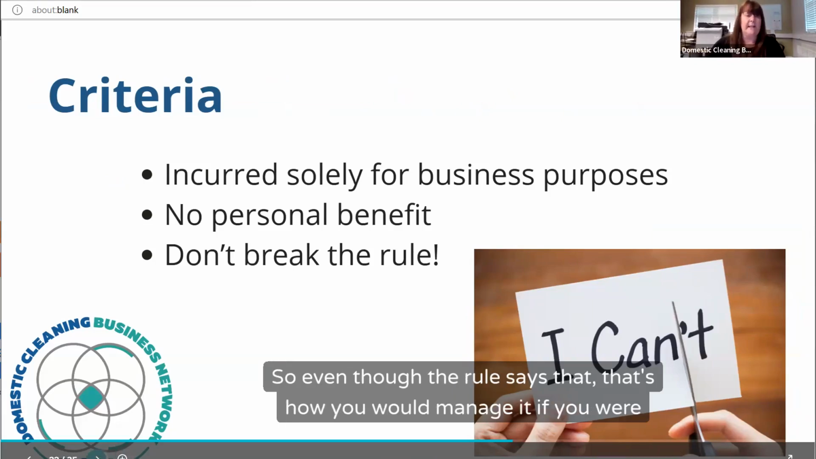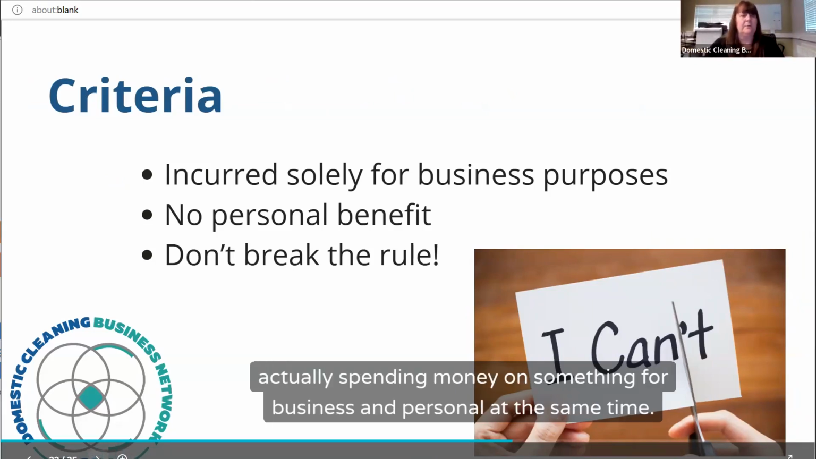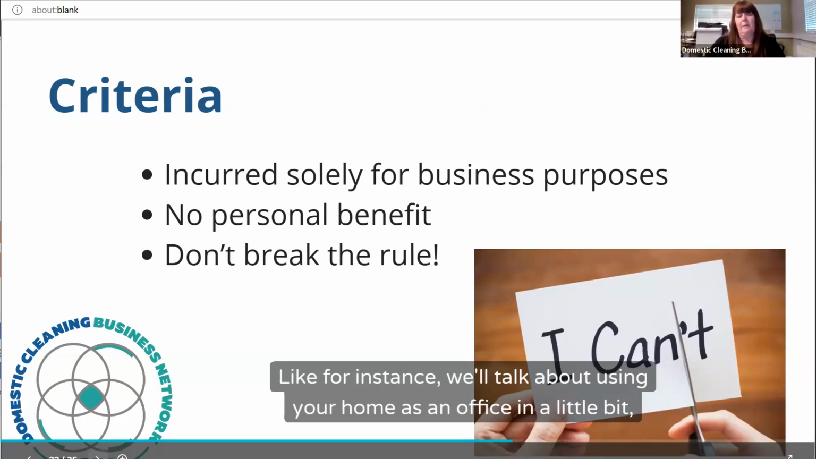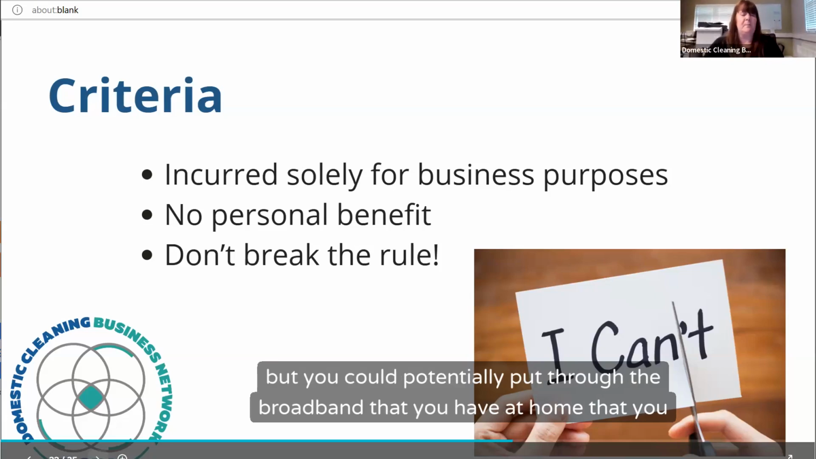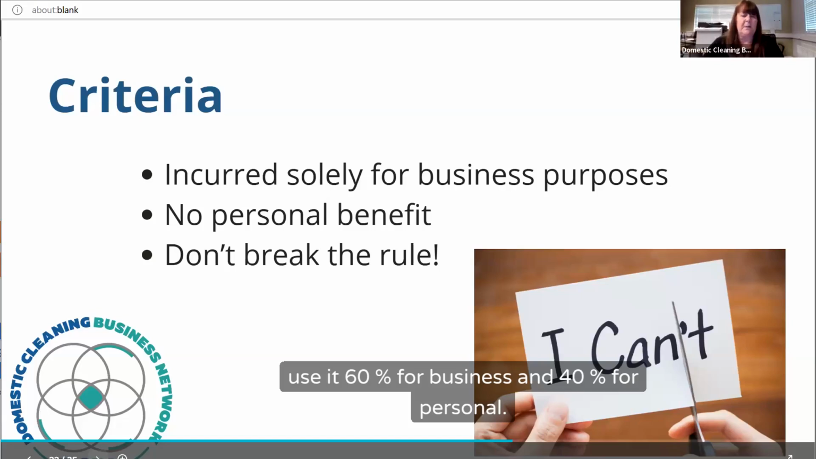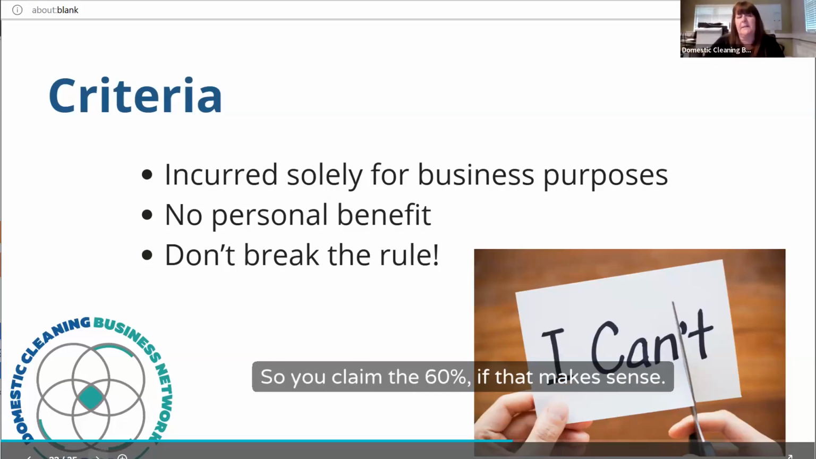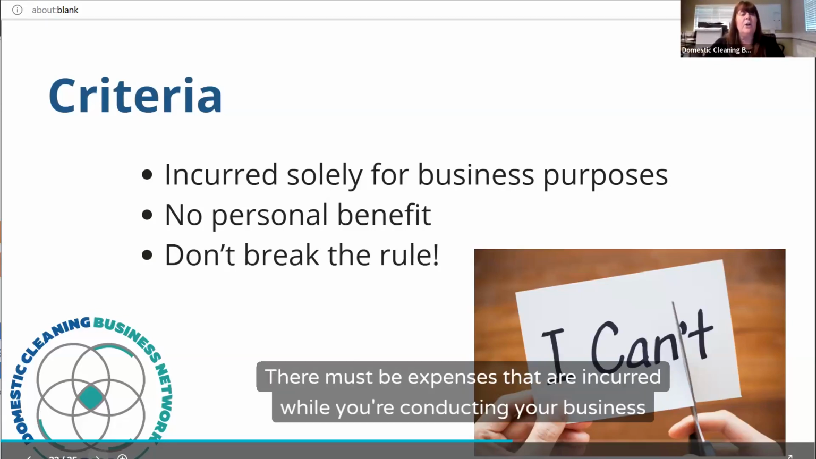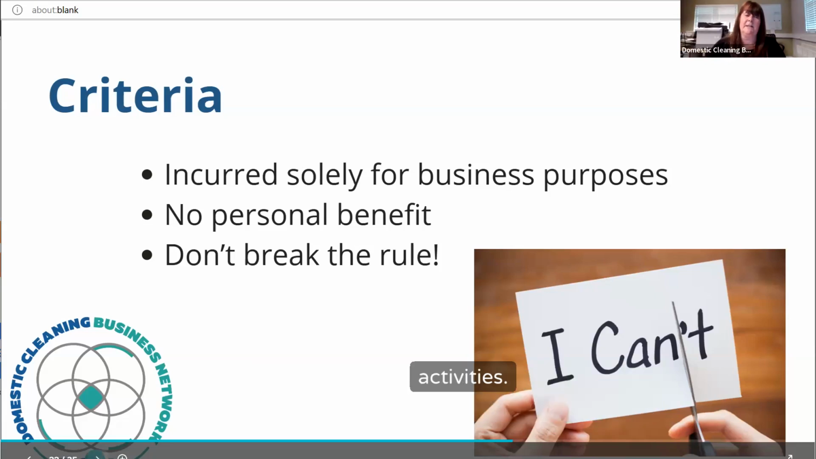So even though the rule says that, that's how you would manage it if you were actually spending money on something for business and personal at the same time. Like, for instance, we'll talk about using your home as an office in a little bit, but you could potentially put through the broadband that you have at home that you use 60% for business and 40% for personal. So you claim the 60%, if that makes sense. They must be expenses that are incurred while you're conducting your business activities.